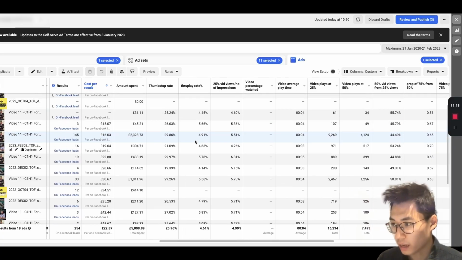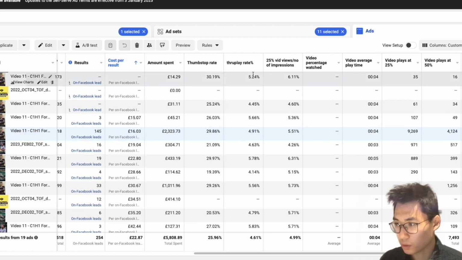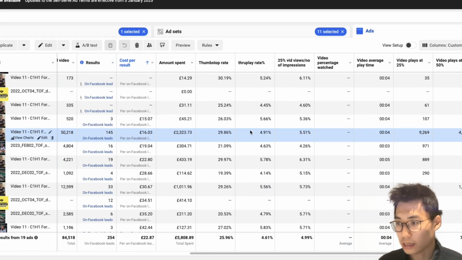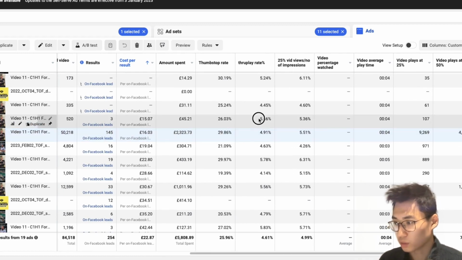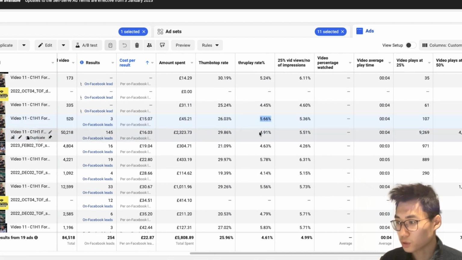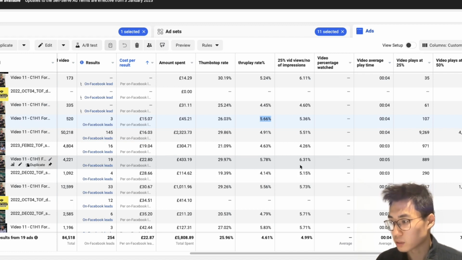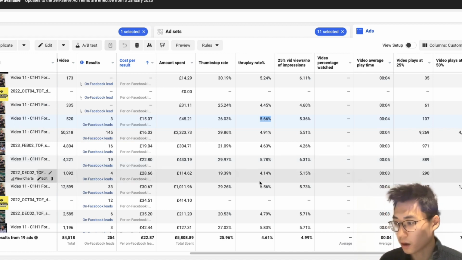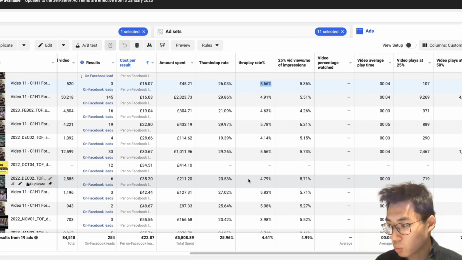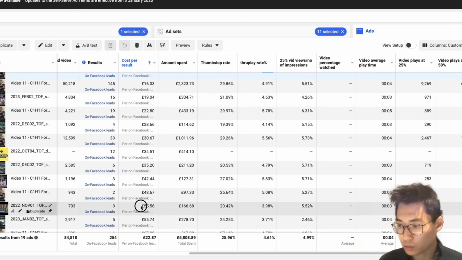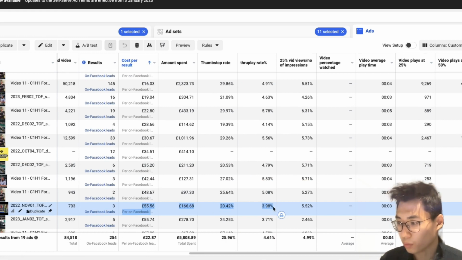Another is the through-play rate here. We often tend to find that with a high through-play rate, we're often going to see ads that perform quite well. You'll notice this one that did quite well, 5.66. The ones that tend to do quite well, again a similar sort of range, £22.80 per lead, you'll notice that the through-play rate tends to be higher. And of course, the ones that don't do as well tend to be on the lower side as well. So this one, 55.56 at 3.98%.